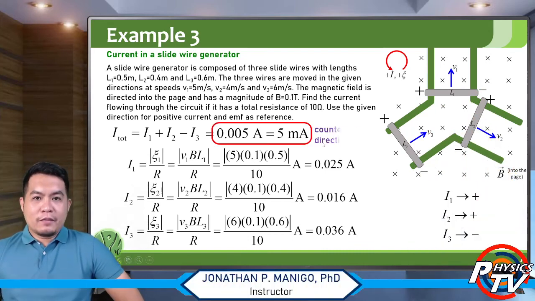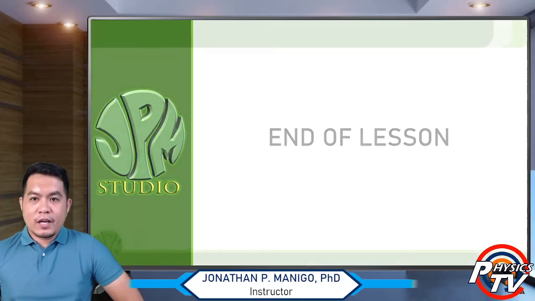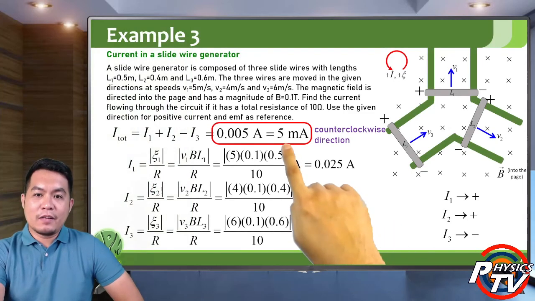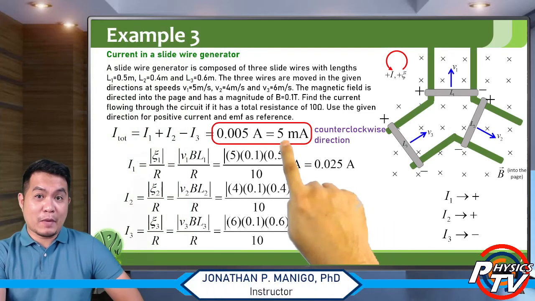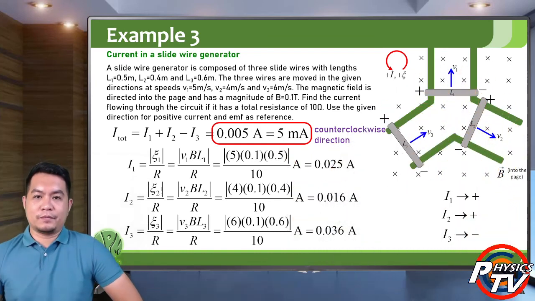So that is it for motional EMF. Oh, by the way, sorry. I forgot to emphasize that since the value of our total current is positive, meaning it's in the counterclockwise direction.